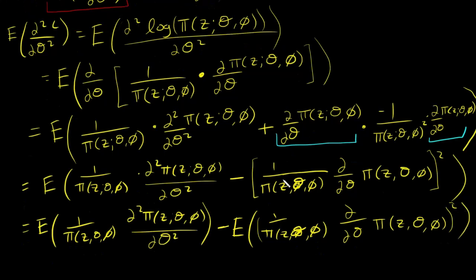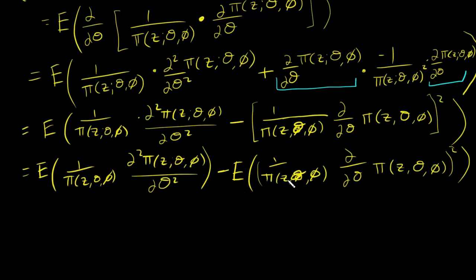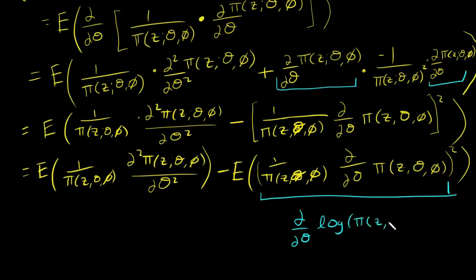I'm going to pause here and think about this. This is the main trick for showing this relationship in equation 2. We need to pause here and look at what is inside the square. Notice that this is the same thing as the first derivative of the log of the density function. Why is that? Well, you can prove this yourself.